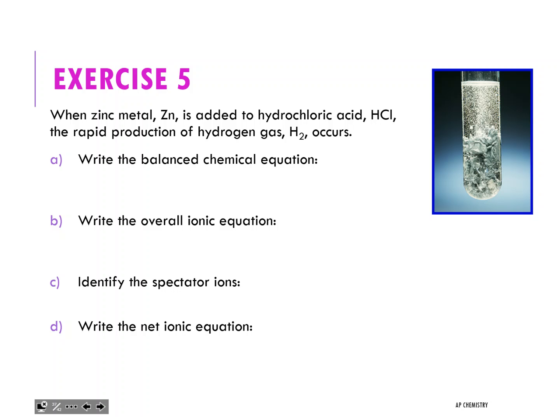Now, this one is a little bit different. I'm going to walk you through it because this one has to do with a single replacement. Although it still follows the same rules as what we were doing before in writing out complete and net ionic, the only difference is we have an element plus a compound, giving us an element plus a compound. So here it says when zinc metal is added to hydrochloric acid, the rapid production of hydrogen gas occurs. Showing in the picture too, right here.